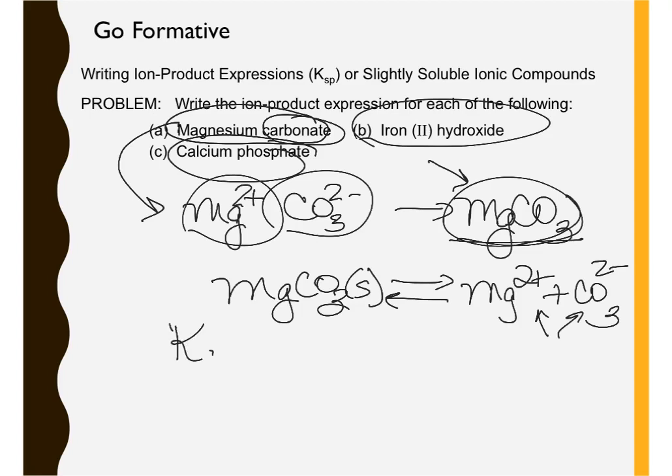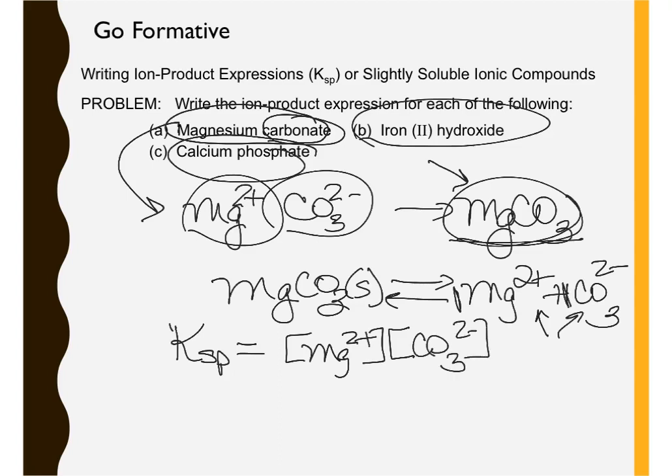Then you want to write the Ksp expression. So concentration of products, again, don't leave these charges out. Now, coefficients are 1 in this case, so there's no exponent. And again, there's never a denominator, right? Because the reactant is always a solid, which is not included. Go ahead and try the next two on your own, and I will also work them out on the next page.